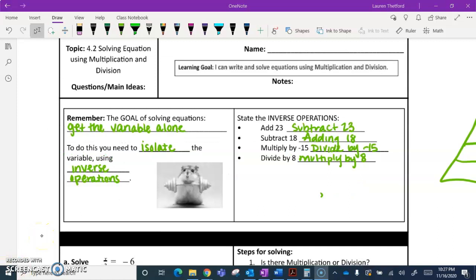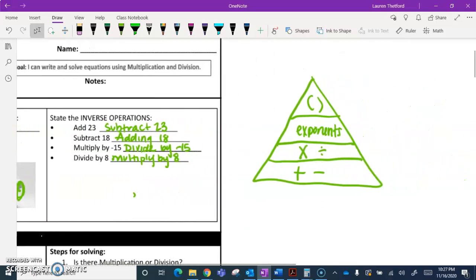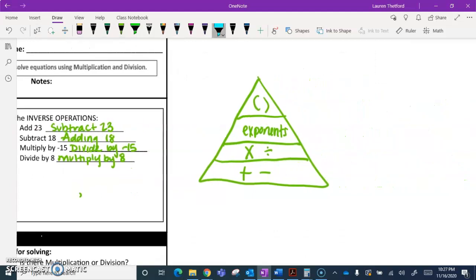Remember the little hamster with the barbell? Whatever we do to one side of the barbell, we have to do to the other, or else it's not balanced. So if I only added weight to one side, then my barbell wouldn't be even, and our poor little hamster would fall over. So today we are looking at multiplication and division.